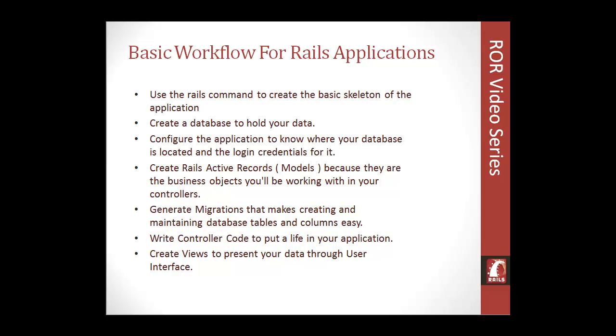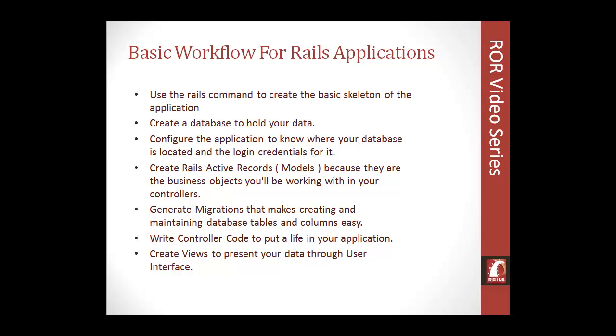So there's a lot of different workflows you can use for Rails. This one varies from what we've been doing, but I'll go through this workflow. This is very common. Use the Rails command to create the basic skeleton. So that's just the rails new application like we did in Chapter 1. Actually, this isn't much different than what we did. Then we created a database. We did that in Chapter 1. We created the Postgres database, and we configured the database config file. Configure the application to know where your database is located, and the login credentials. That would be the database.yml configuration file.